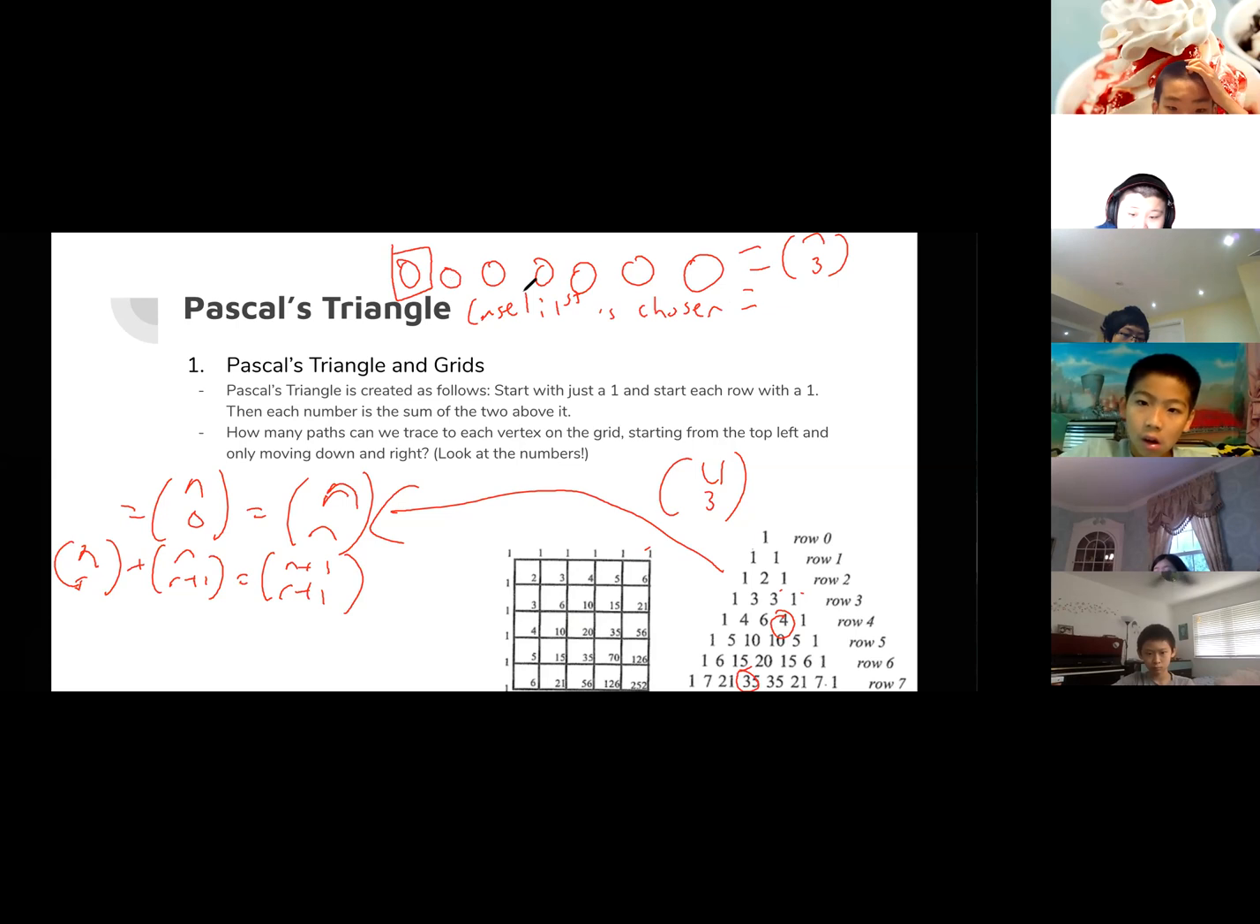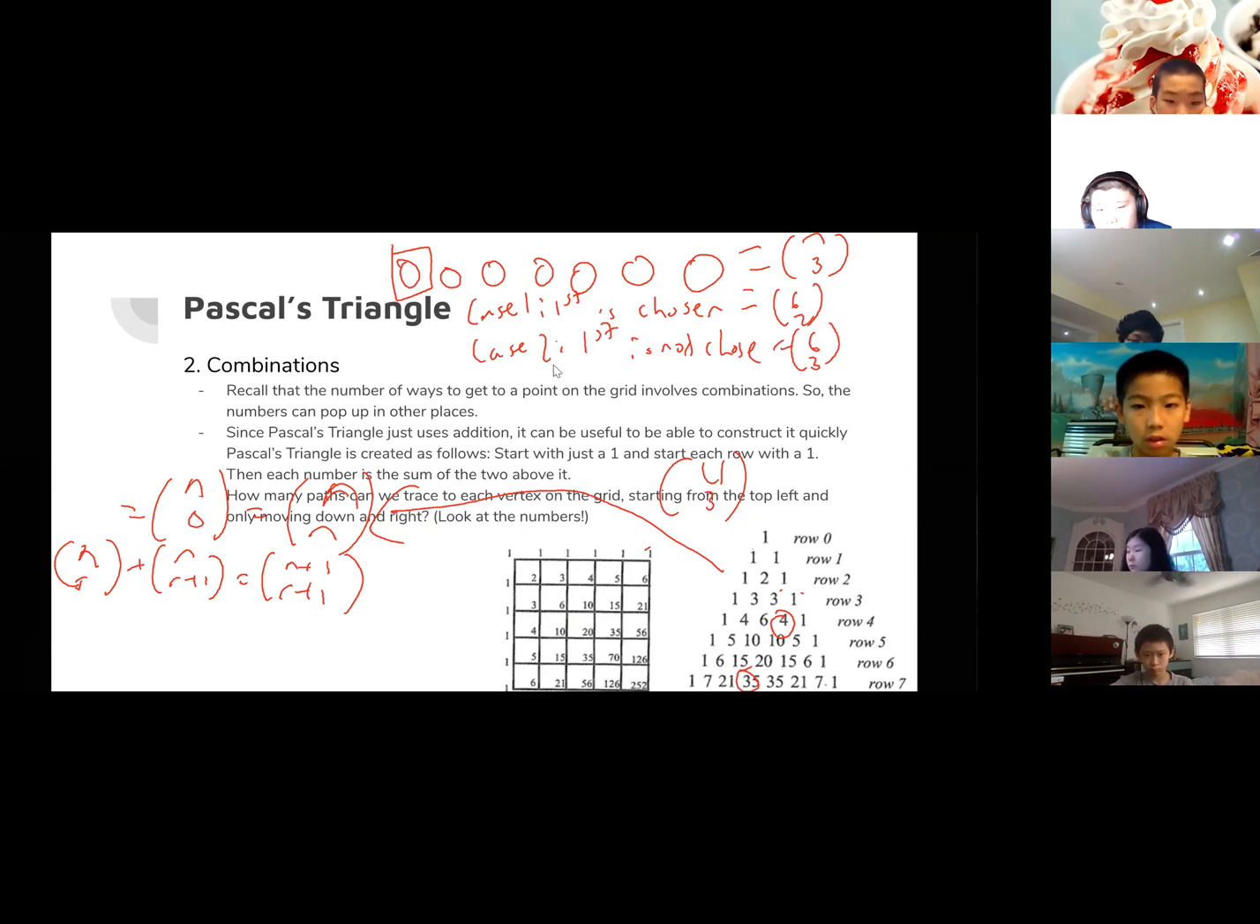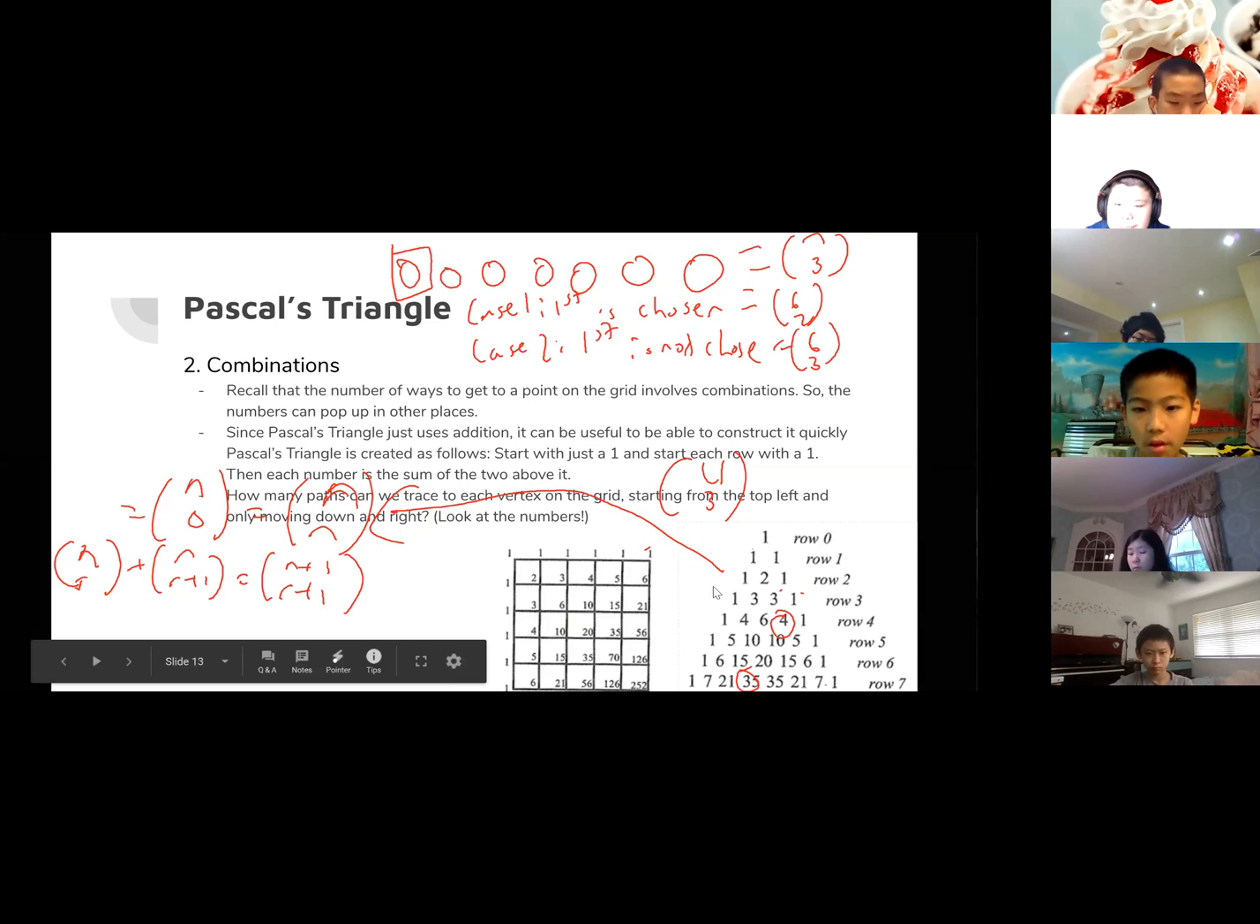So it's 6 choose 2. The second case is if the first is not chosen, and in that case, you have to choose all three items from the last six. So 6 choose 3. These encompass all of the cases, so that's why this is the same. But anyway, all of that is just to prove that Pascal's triangle is the exact same as combinations.